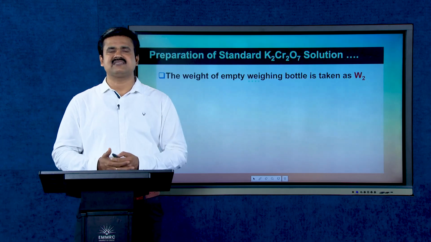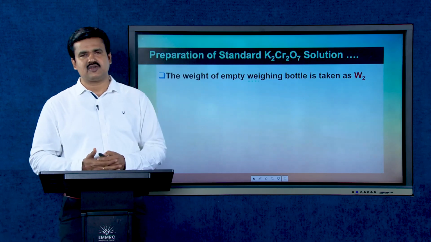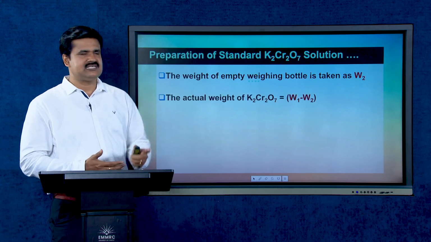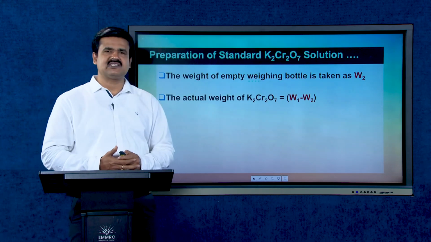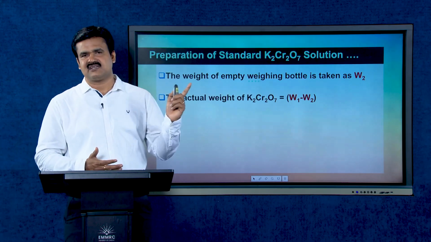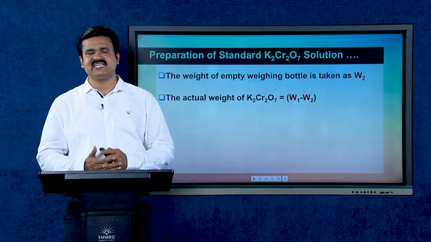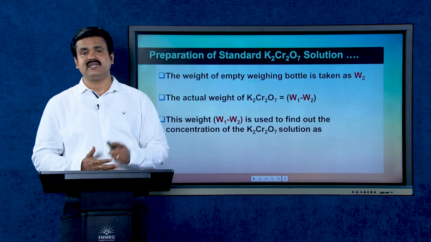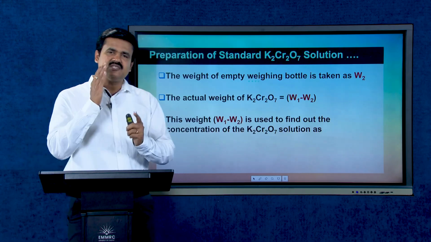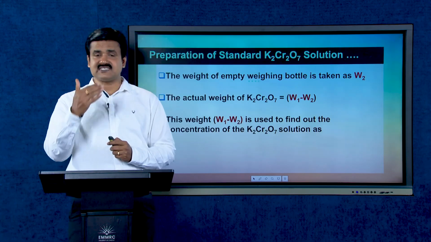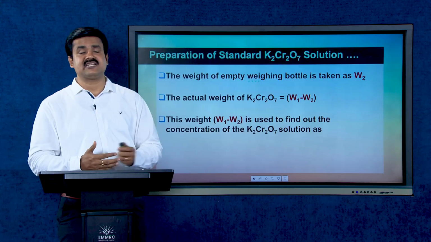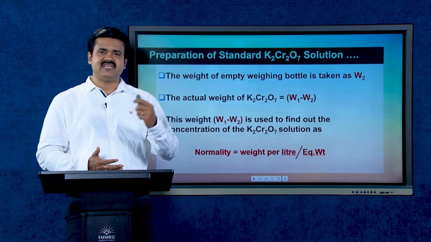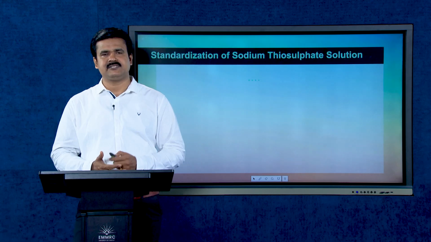W1 represents the weight of the weighing bottle plus potassium dichromate, and W2 represents the weight of the empty weighing bottle. The actual weight of potassium dichromate is calculated as W1 minus W2, and this weight is used to find the concentration of the prepared potassium dichromate solution using the expression normality equals weight per liter divided by equivalent weight.